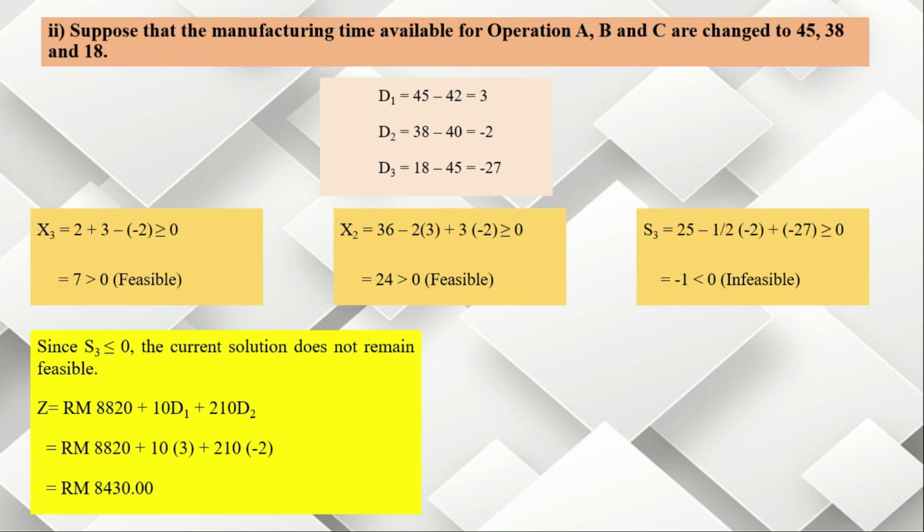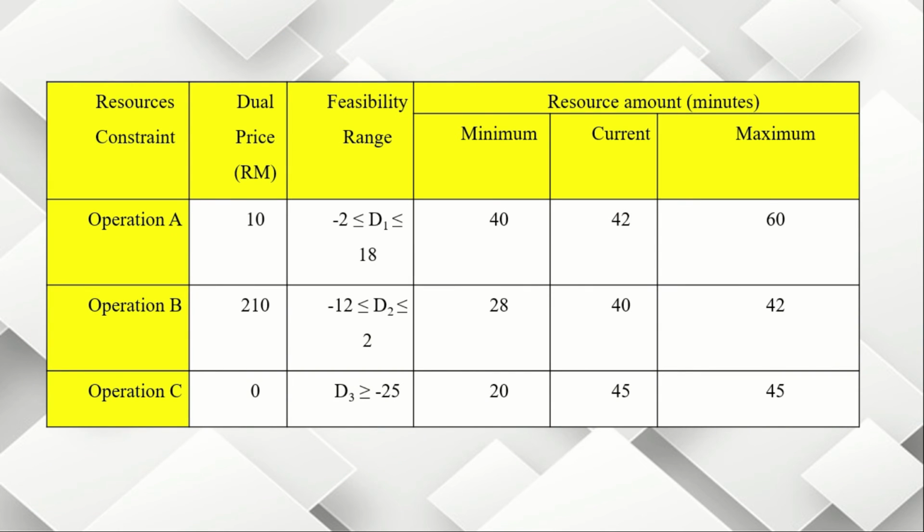Z equals RM 8,820 plus 10 D1 plus 210 D2. Then we substitute the value of D1 and D2 and we get Z equals RM 8,430. The dual price and feasibility range for the LP can be summarized as in the following table.